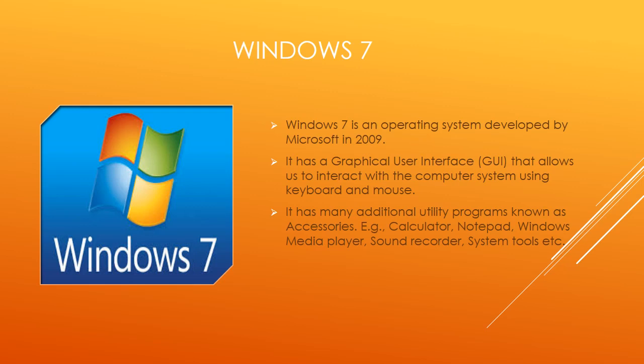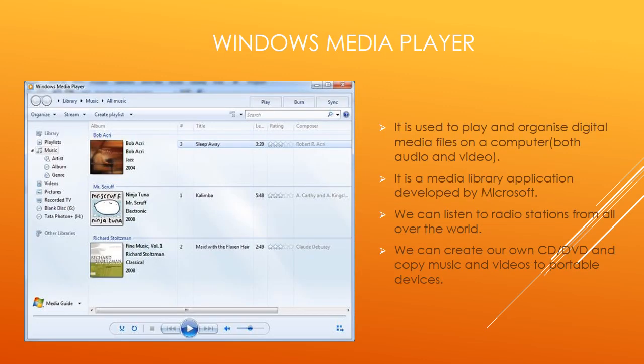Now Windows 7 has additional utility programs which are known as accessories. Some of them are calculator, notepad, Windows Media Player, sound recorder, system tools, etc. So in this chapter we'll be discussing some of these important features of Windows 7.